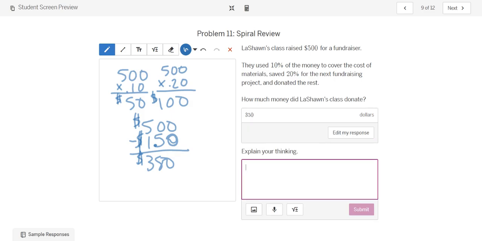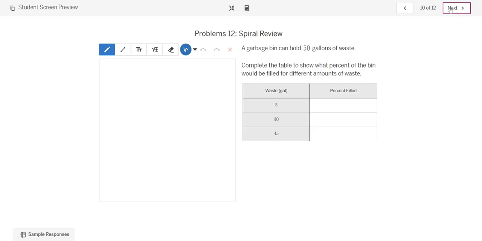Well, if I took away 30% of 500, which is 150, then I subtracted. A shorter way would have been to figure out what 70% of 500 is, because if you take away 30%, there's 70% left, and you would have gotten 350 all in one step. Submit. Here you go.